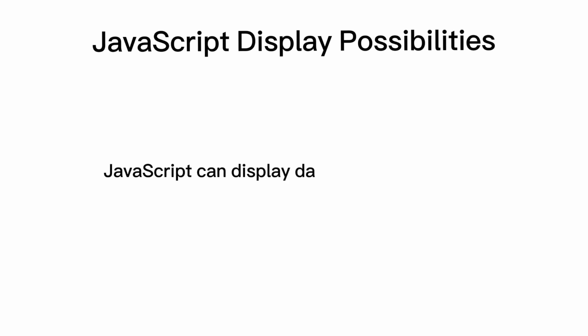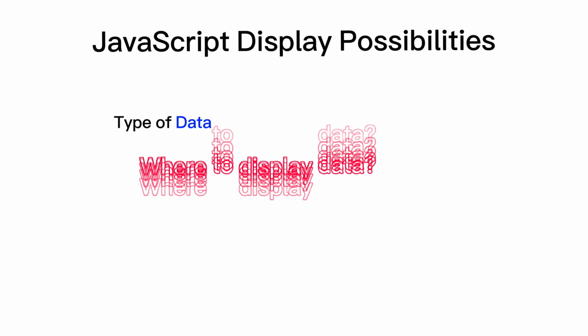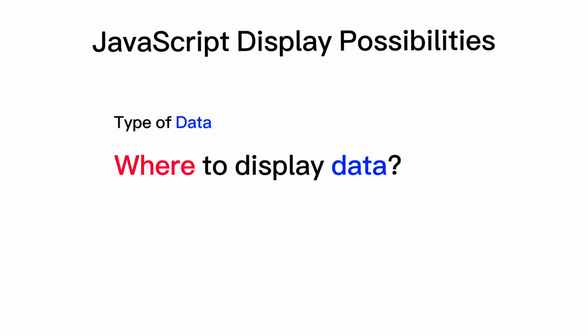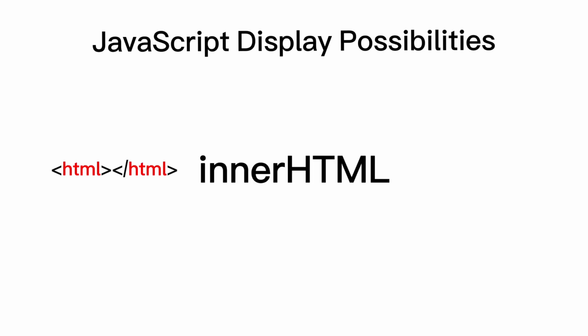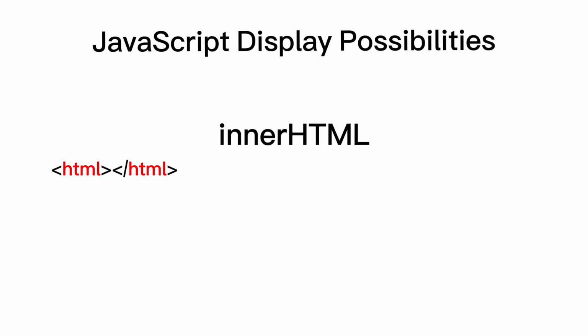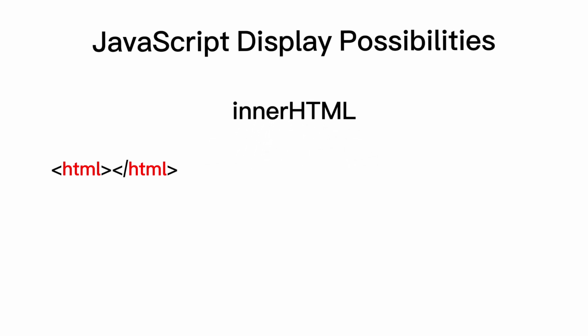JavaScript can display data in different ways. It depends on the type of data, and it depends where you want to display the data. If you want to write into an HTML element, you can use InnerHTML. For example, we want to write into a p tag, and we want to write it with InnerHTML.